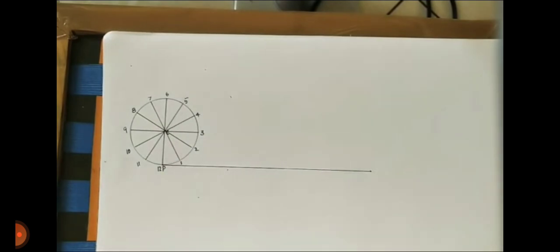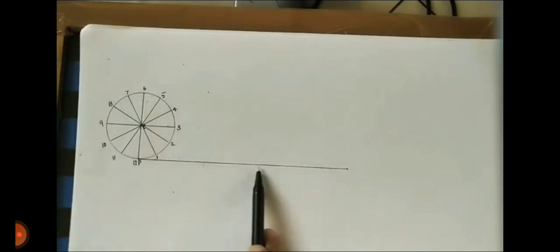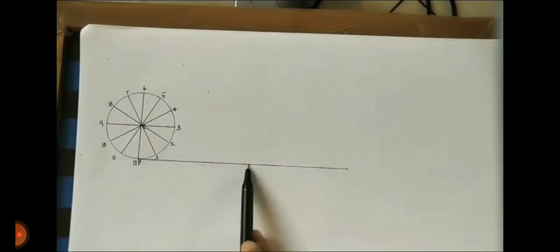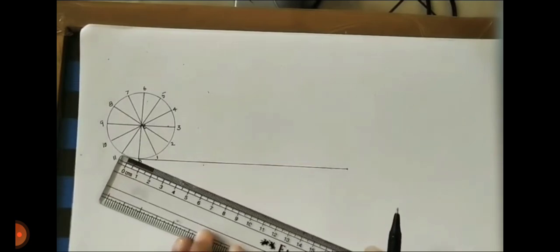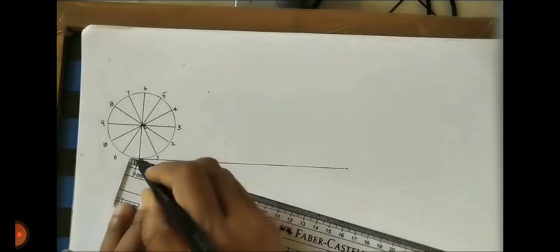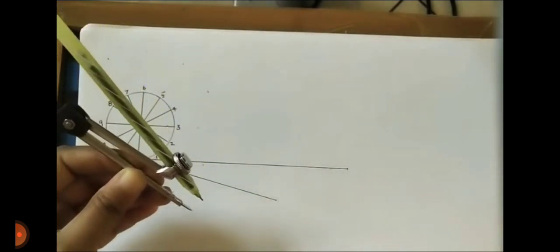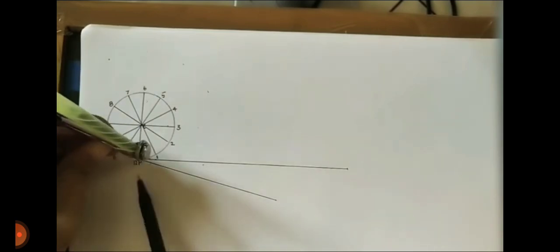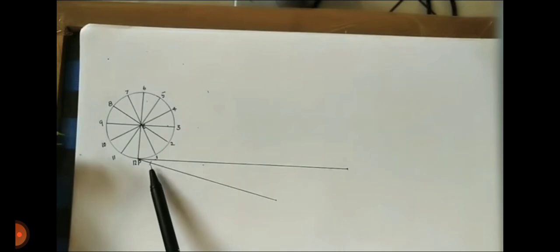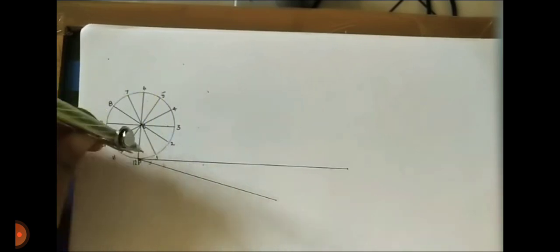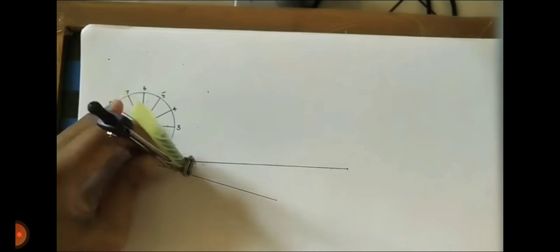Naming it, this line is divided into 12 parts. The next process is dividing this line into 12 parts. By using a compass we can divide it, but firstly we take an inclined line from the bottom side of the circle. This is also one method for dividing a baseline. Firstly take a compass, take any distance, suppose 1 centimeter or 10 mm, and divide this inclined line into 12 parts.